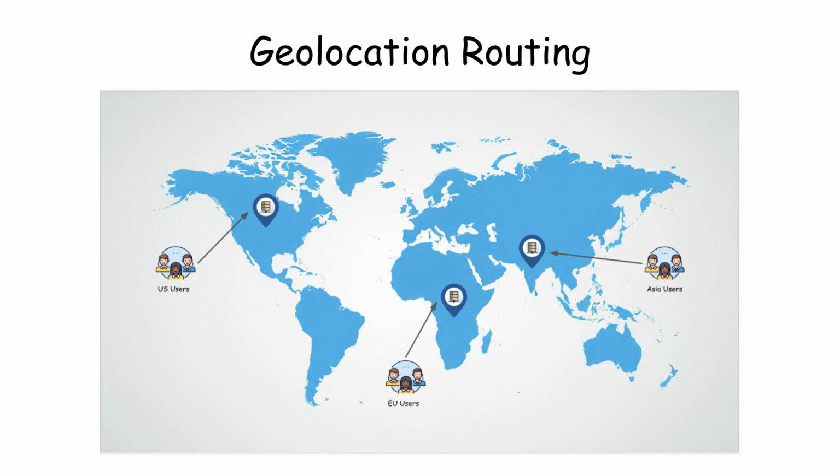This is critical for meeting data residency requirements, like GDPR. As our map illustrates, you can create a rule that routes all EU users exclusively to a server located within Europe. This ensures their data can be processed and stored within the required jurisdiction, helping you stay compliant.